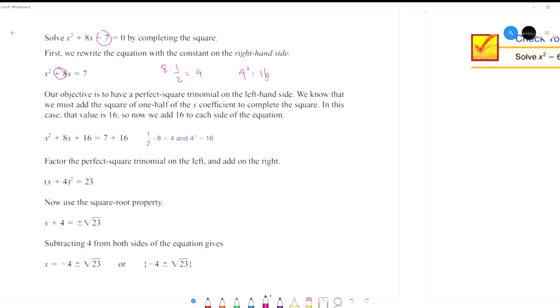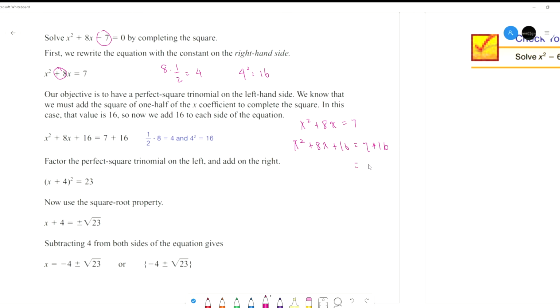Now the 16 is what I add to both sides of the equation. So this is what we had earlier. We had x squared plus 8x is equal to 7. I'm going to add 16 to both sides. So I get x squared plus 8x. I'm going to add 16 here and add 16 to the right-hand side. See that? 7 plus 16 is 23, right?